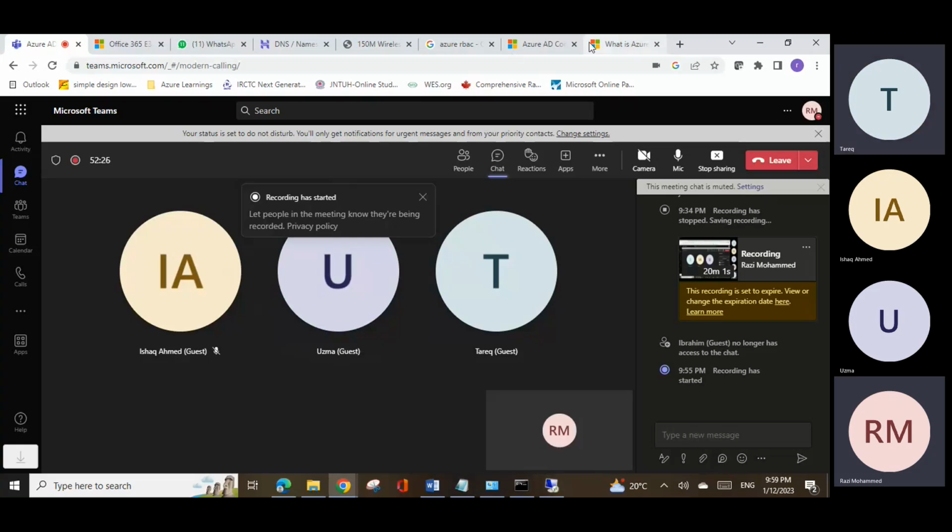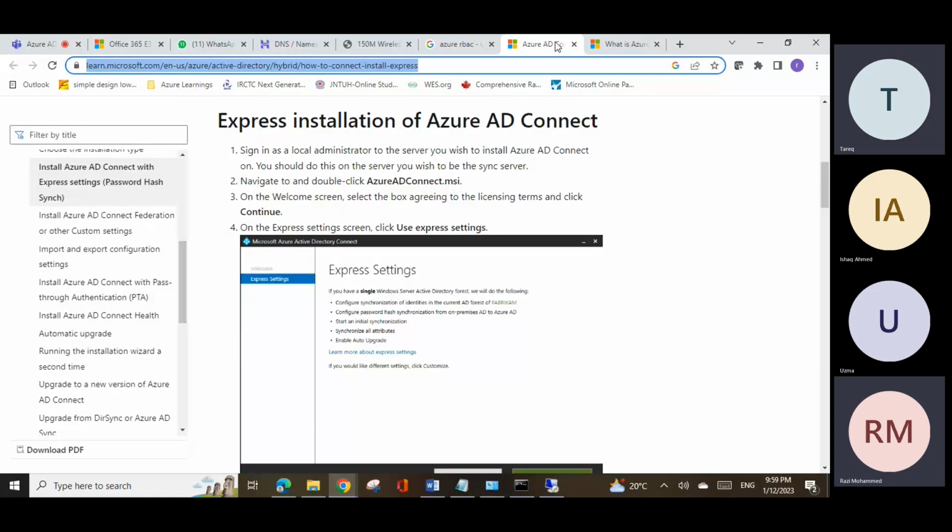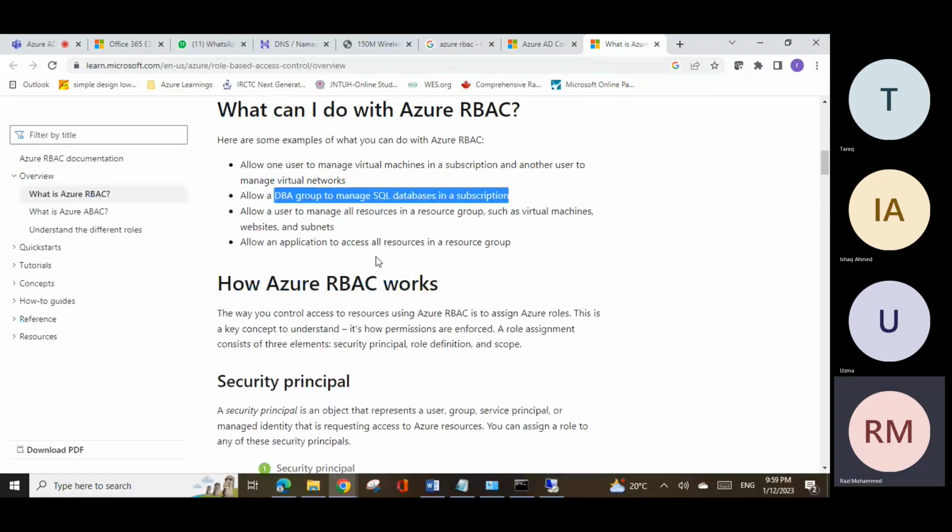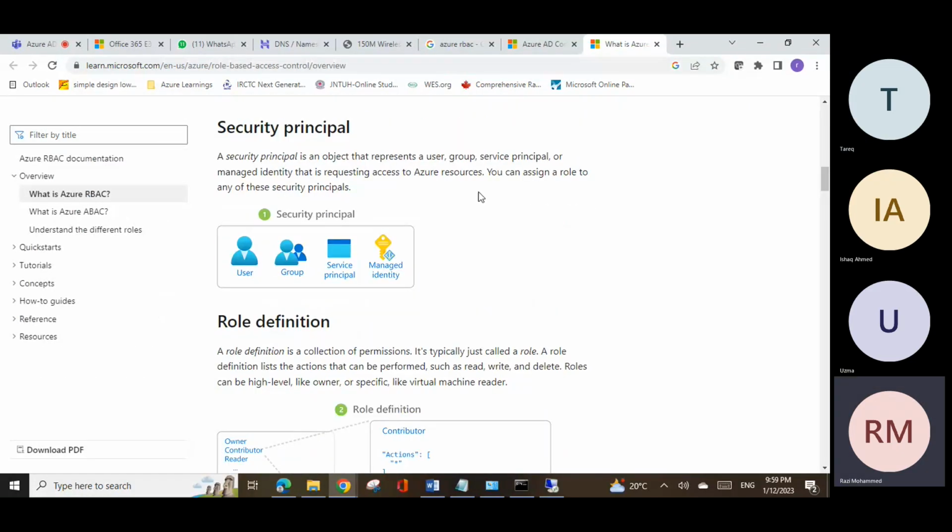So coming back to RBAC, how RBAC works, there is some service principal. Service principal is nothing but an application. Confuse नहीं होना है यहाँ पे. Service principal मतलब application है, ठीक है? It's an application integrated in Azure. It can represent a user, a group, a service principal, or managed identity that is requesting access to Azure resources. तो आप Azure के resources को permission दे रहे हैं access करने के लिए.